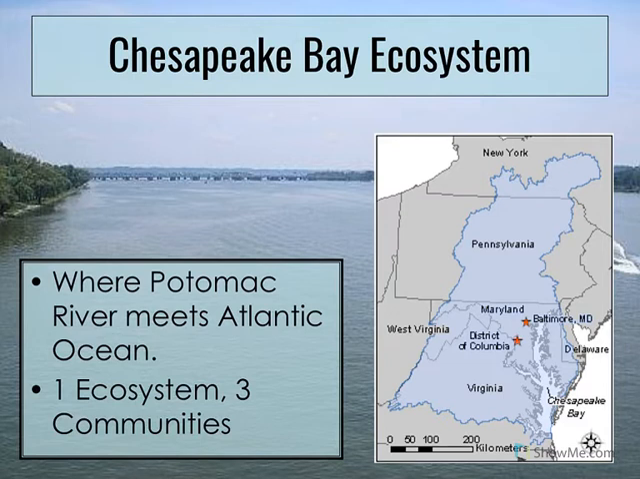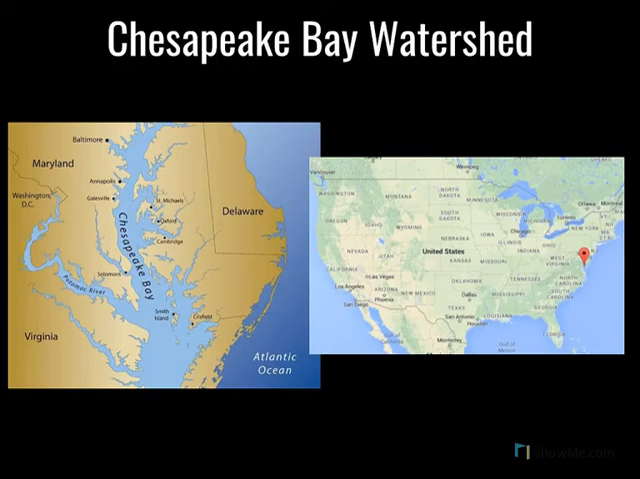So now let's take a look at an example of an ecosystem. We're going to be looking at the Chesapeake Bay ecosystem as our example and the 3 communities that make up this one ecosystem. So here we're on the East Coast, and this is the largest watershed on the East Coast. If you look at our maps here, here's where our Chesapeake Bay ecosystem is, and you can see that this is a watershed that borders several different states.